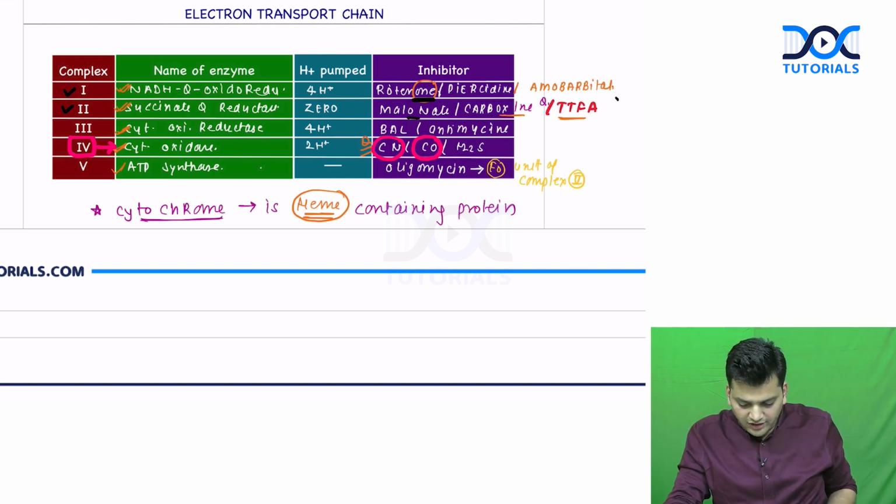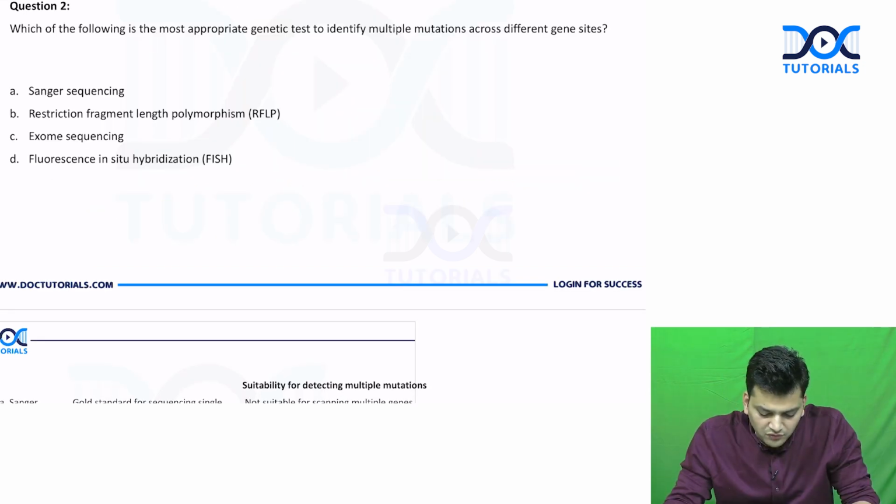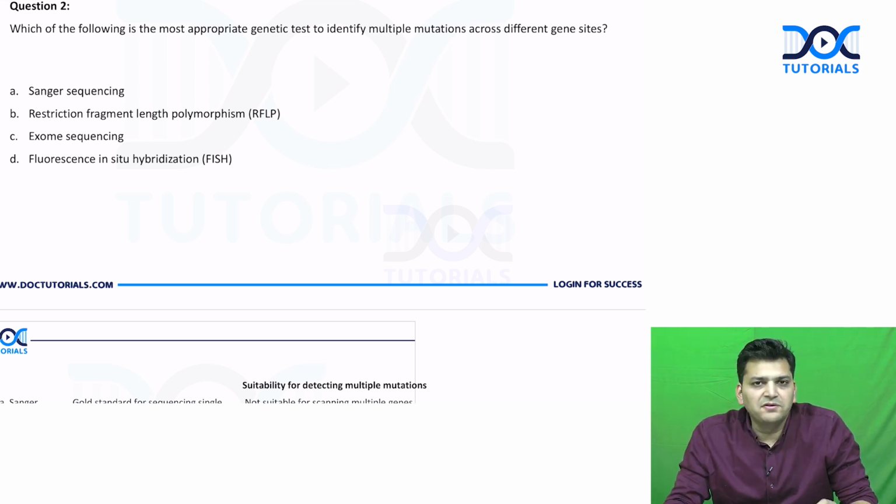Let's move to the next question. Which of the following is the most appropriate genetic test to identify multiple mutations across different genetic sites? If we want to find multiple mutations at the same time, there are different methods. The options given are Sanger sequencing, RFLP, exome sequencing, and FISH. See, FISH is very clear cut.